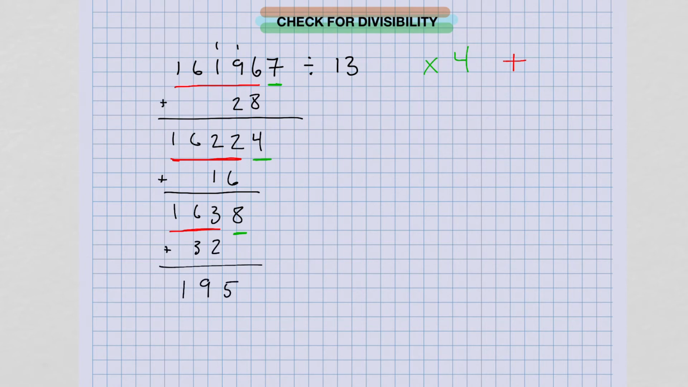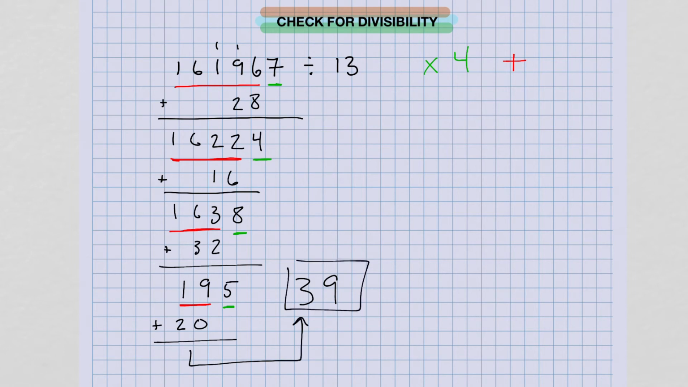195. Again, let's repeat this process. Let's take this last digit, multiply it by 4, and then add to the remaining digits. So 5 times 4 gives us 20, so we're going to add 20. Okay, 19 and 20 give us 39.